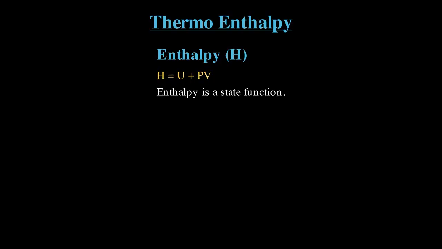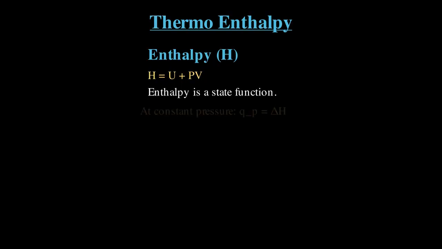Next, we introduce a crucial concept called enthalpy. Enthalpy, symbolized by H, is defined as H equals U plus PV, where U is internal energy, P is pressure, and V is volume. Like internal energy, it is a state function. Now, why is enthalpy so important? At constant pressure, the heat exchanged in a process is exactly equal to the change in enthalpy, delta H.